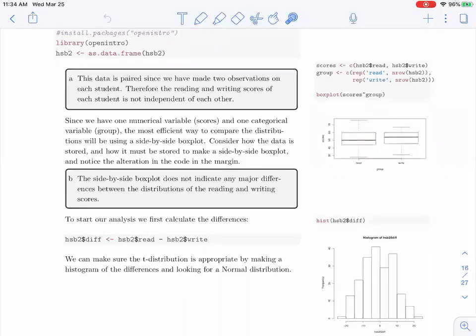If this was shifted down a bit, then I would start being suspicious and saying maybe the writing scores are lower than the reading scores. But it's not that strange to think that the reading and the writing scores would be pretty similar. So let's see.